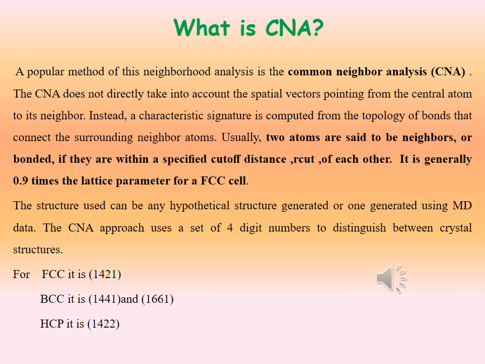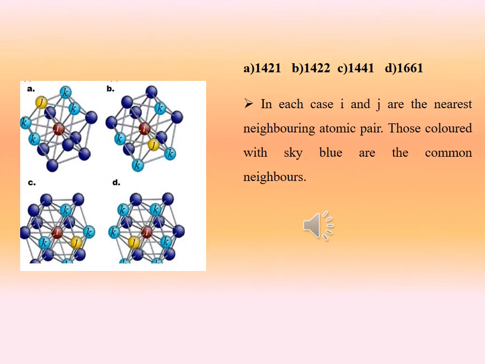The CNA approach generally uses a 4-digit number to distinguish between crystal structures. For FCC, it is 1421, for BCC, it is 1441 and 1661, while for HCP, it is 1422. This diagram shows the different CNA filters generated for different crystal structures, A being for FCC, B for HCP, while C and D are for BCC structures.